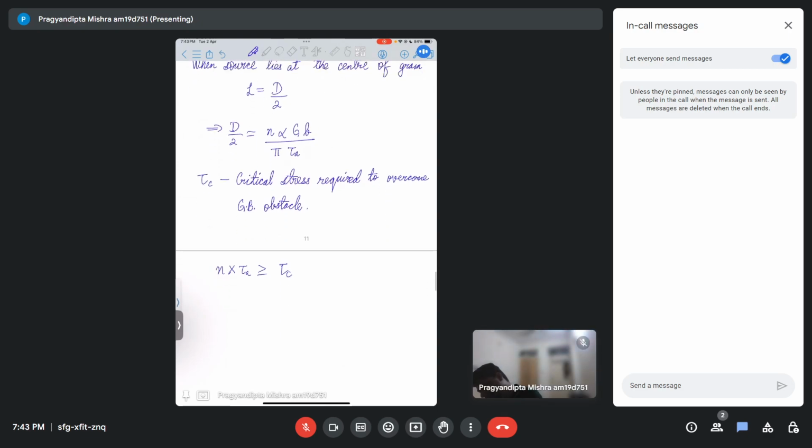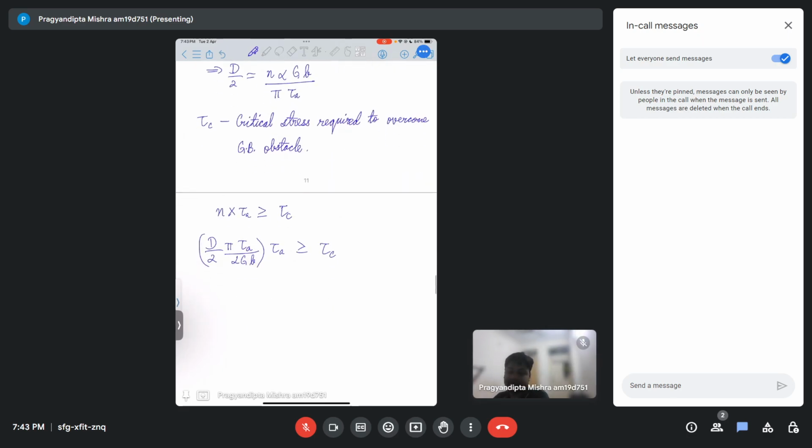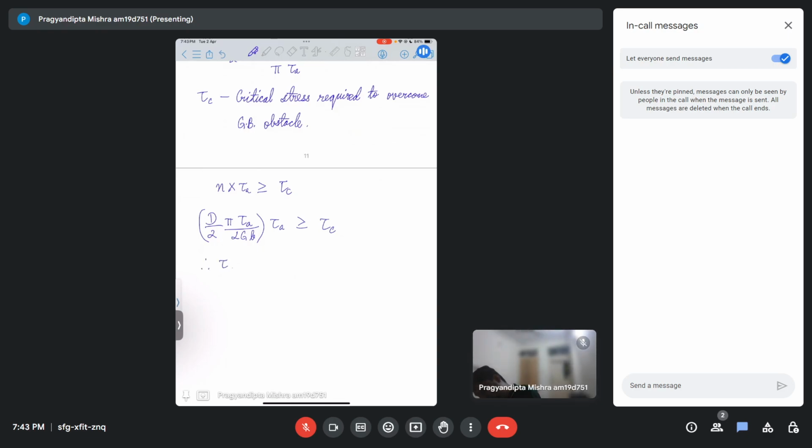So if I rewrite for n, d by 2 pi tau A divided by alpha G b, multiplied by tau A, should be greater than or equal to tau C. Or tau A should be greater than or equal to the square root of 2 alpha G b tau C divided by pi, into d to the power minus half.